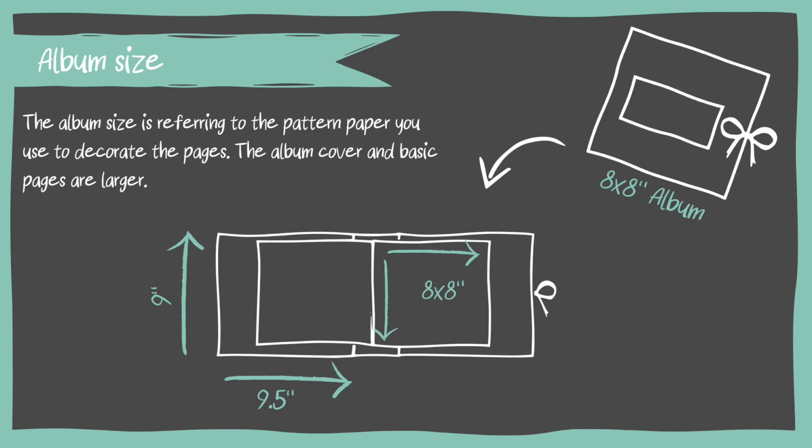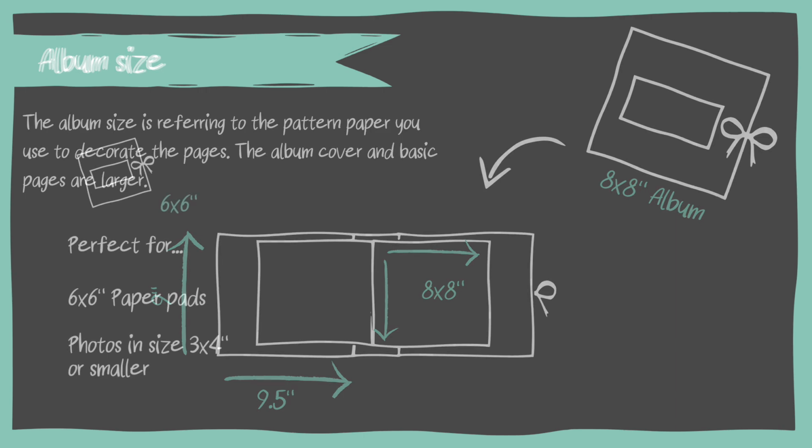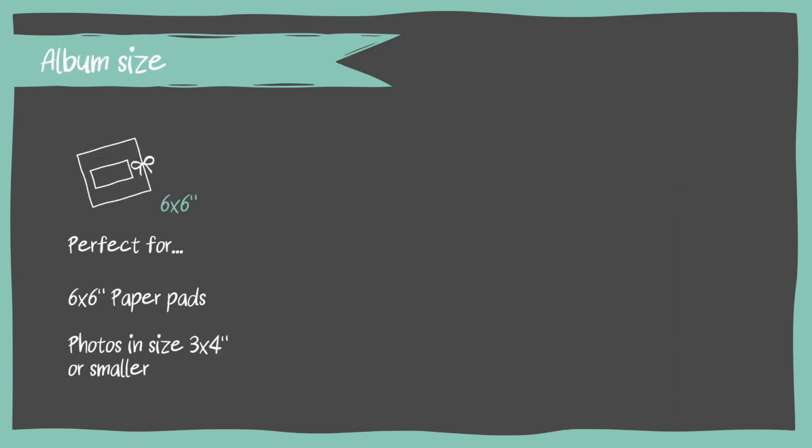And that's because when I developed the measurements for this mix and match system, I really wanted them to go well with the pattern papers you would use to decorate your albums. That means that, for example, when you are making a 6 by 6 inch mini album, you could perfectly use a 6 by 6 inch paper pad without having to cut down the pattern papers.